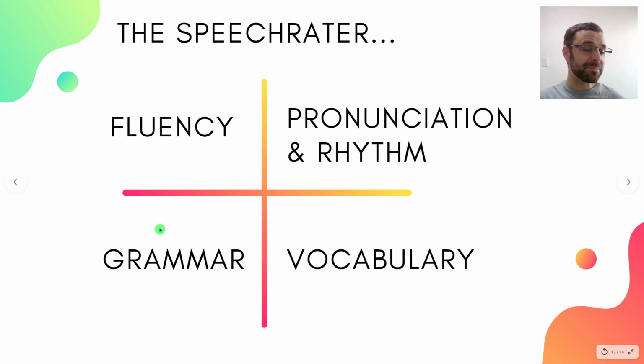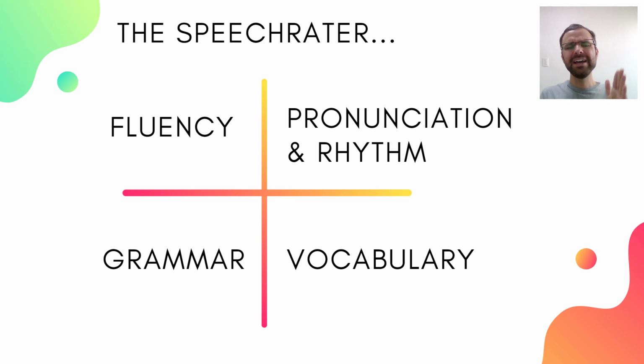Down here is grammar. That should be pretty obvious. Are you making grammar mistakes? Well, that's going to lower your score. But are you using more sophisticated grammar? That's going to increase your score. And finally, vocabulary. Again, that should be pretty obvious. If you're using very short, simple words, your vocabulary score is going to go down. If you're using more advanced words, your vocabulary score will go up.